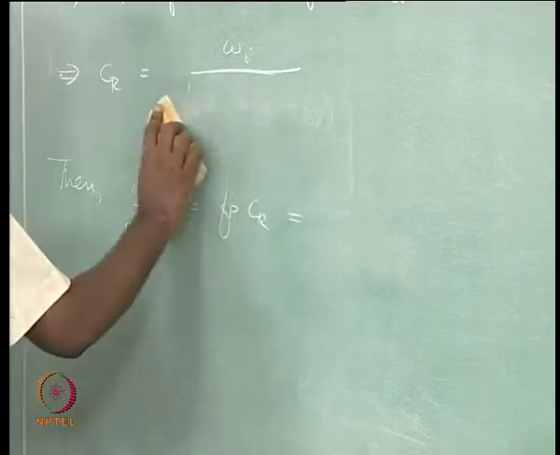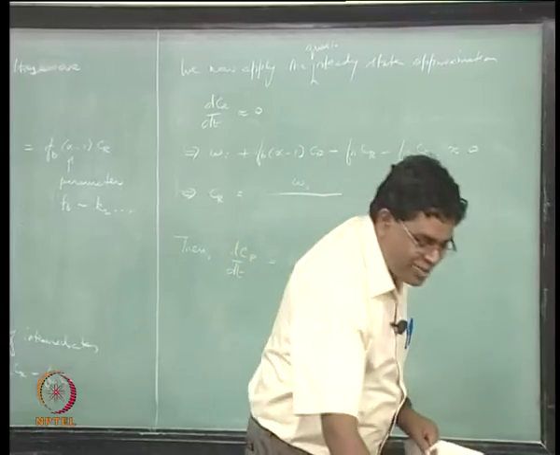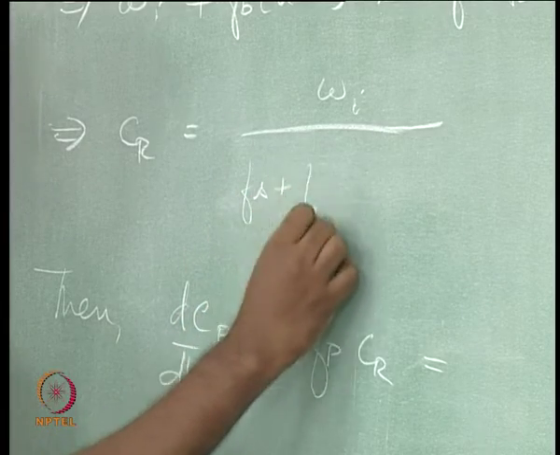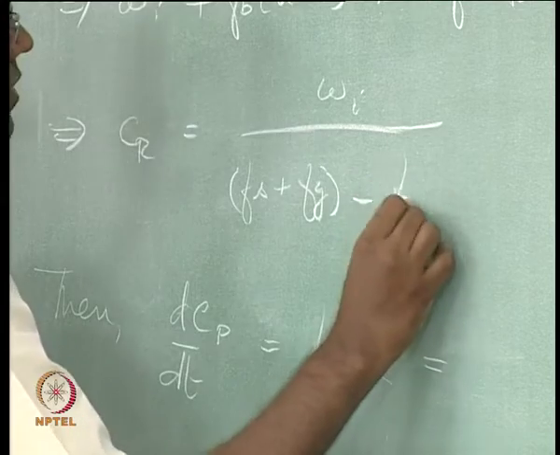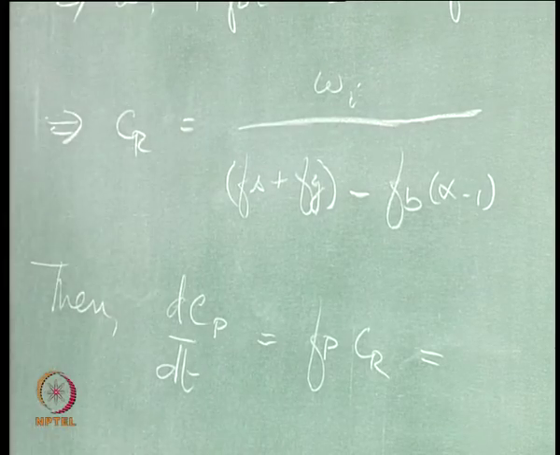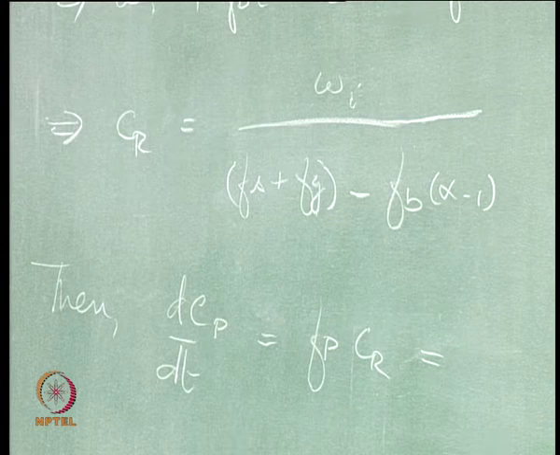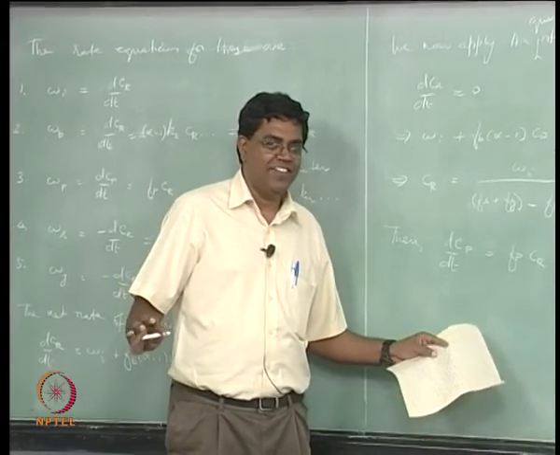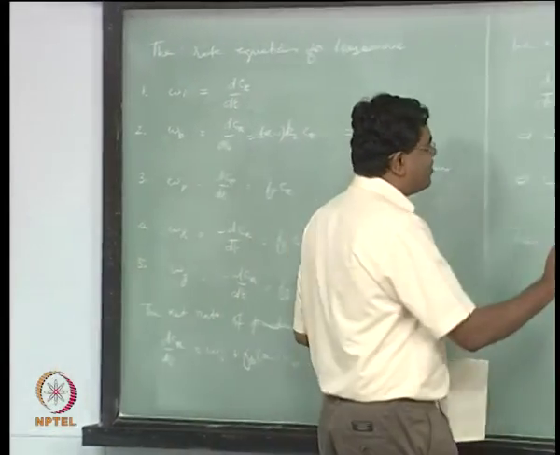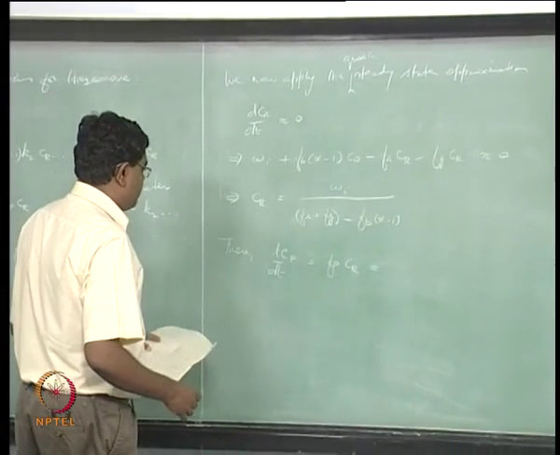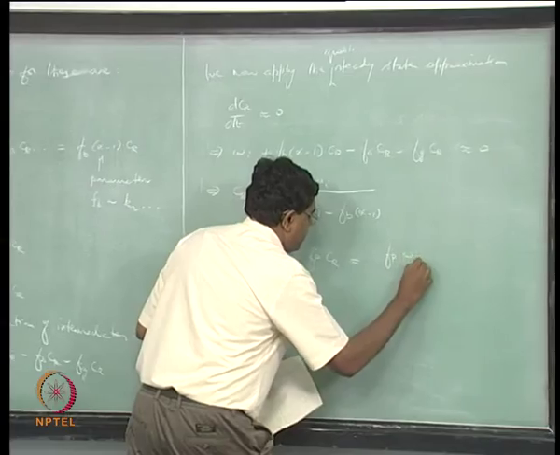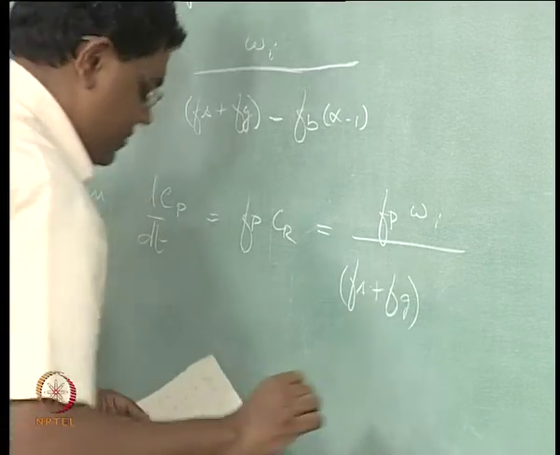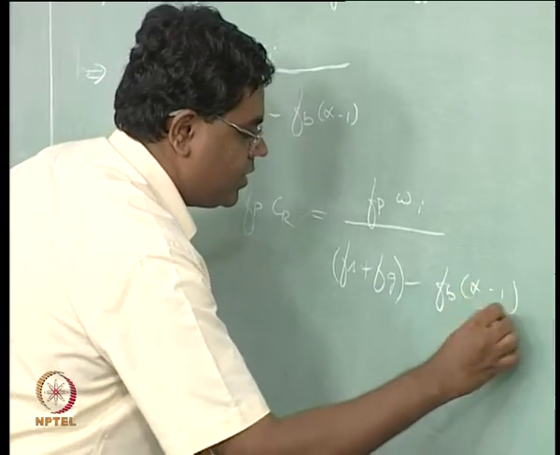Let's admit that by swapping the denominator. I don't like negative signs for concentrations. Right, so we say Fs plus Fg minus Fb times (alpha minus 1). Happy? You need to keep me happy as well. Don't get negative concentrations. Your advisors are not going to like you when you get them. So you want to have a positive quantity there. Okay. So Fp Cr then is Fp omega I divided by Fs plus Fg minus Fb times (alpha minus 1).